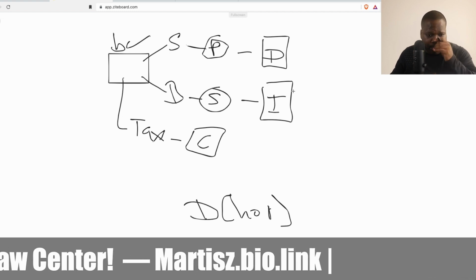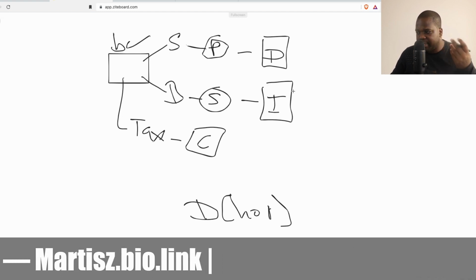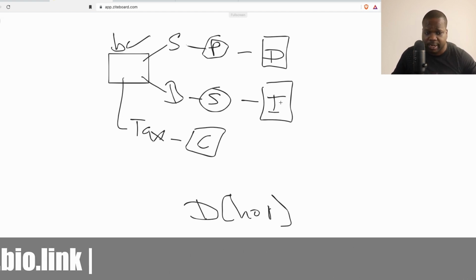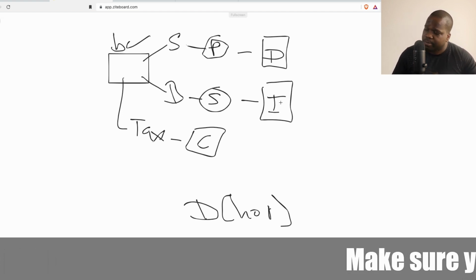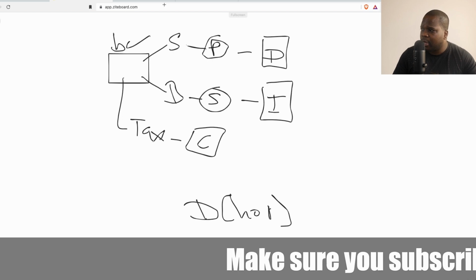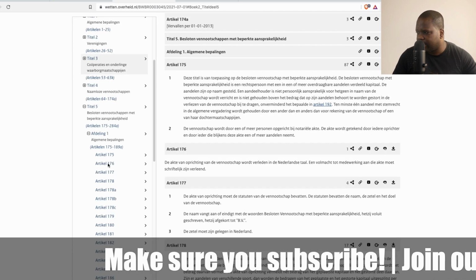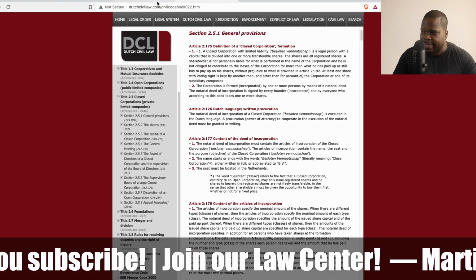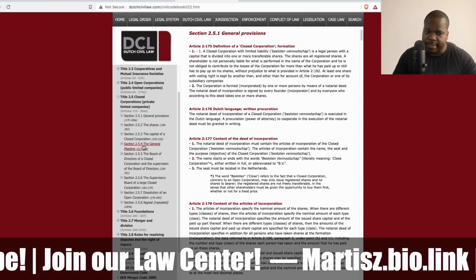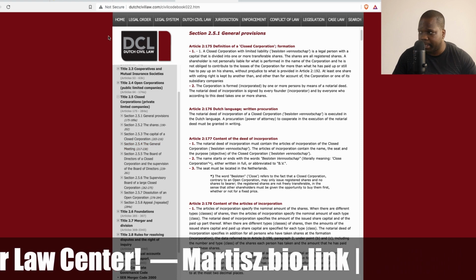Keep that in mind, because sometimes the BV doesn't have enough money to give you a lot of salary. Sometimes the BV doesn't have enough money to give you dividend. That's something you need to keep in mind. All the rules about these things, again, you can find here. And the rules about tax, you cannot find in here. You find it in different regulation.